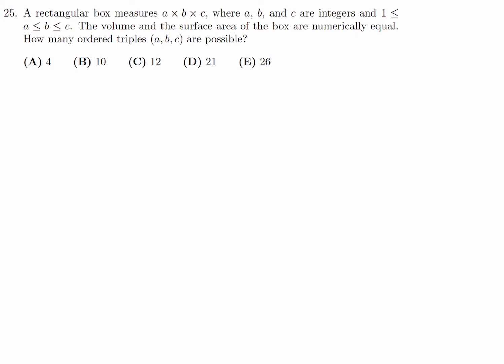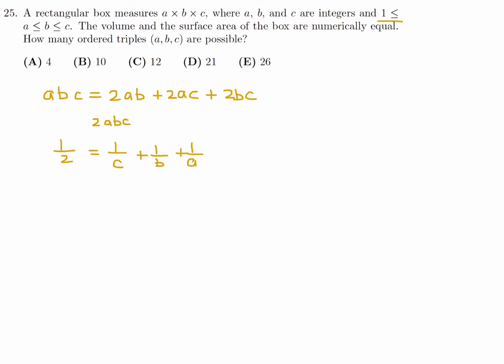All right, well, if the volume and the surface area are equal, that basically means that ABC is equal to 2AB plus 2AC plus 2BC. Divide everything by 2ABC, and when you do, you get 1 over 2 is equal to 1 over C plus 1 over B plus 1 over A.